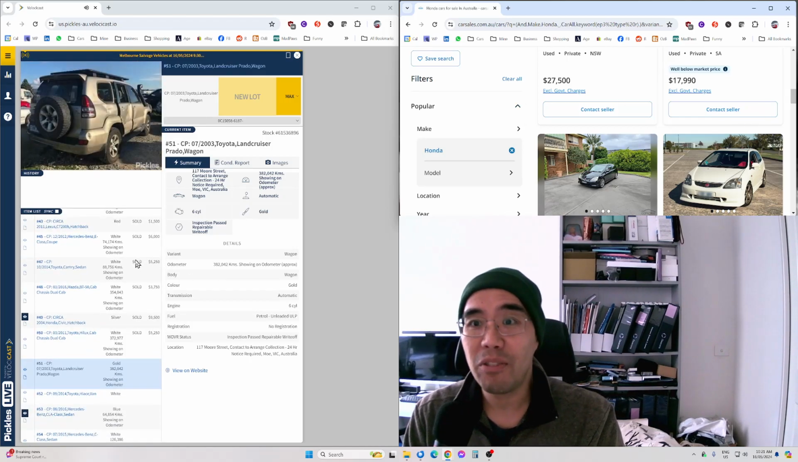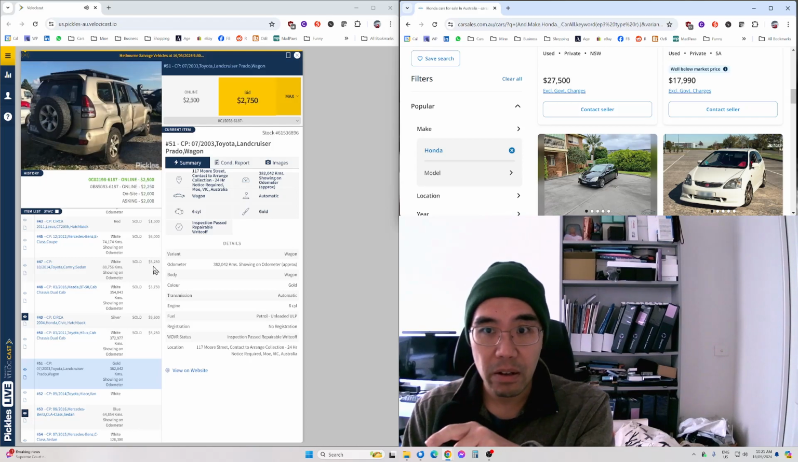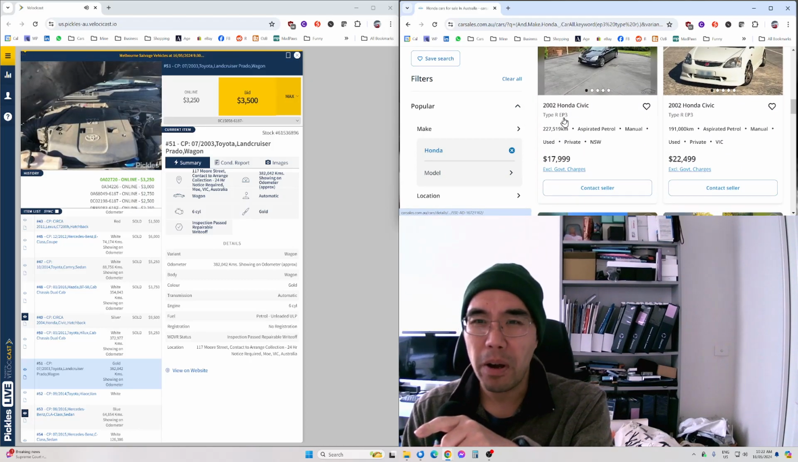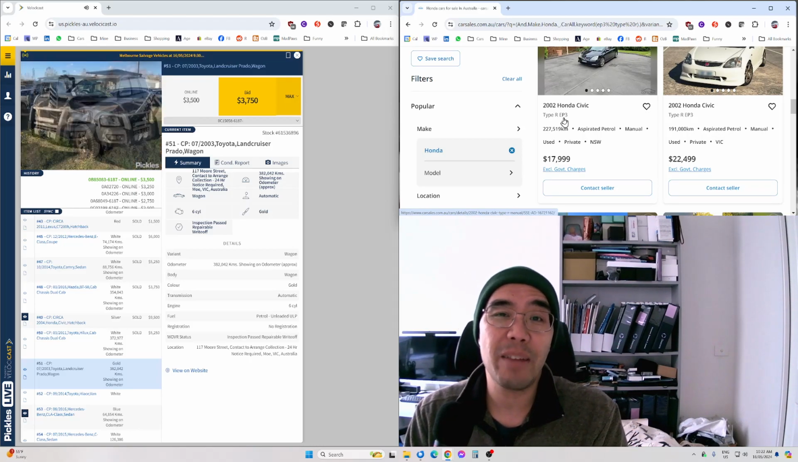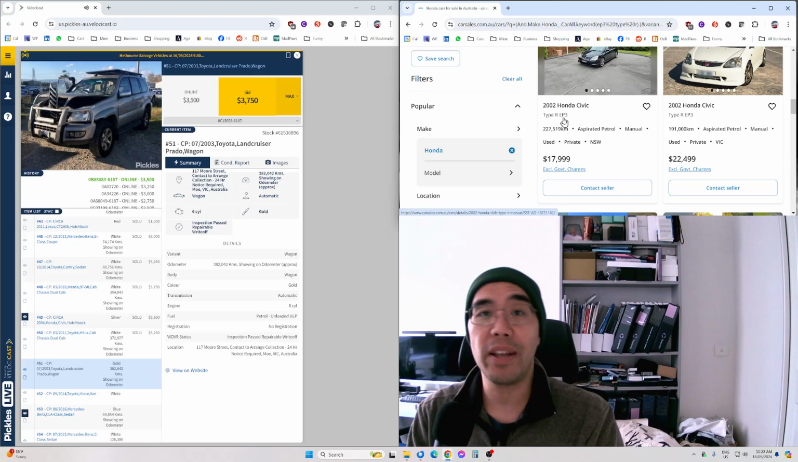Now, the other car I'm interested in, what should we say about the Civic? Was it a good buy? 10 grand? Look, not for me. If it was half of that, yeah, I would have taken it. But clearly you could see how many people were interested in it.